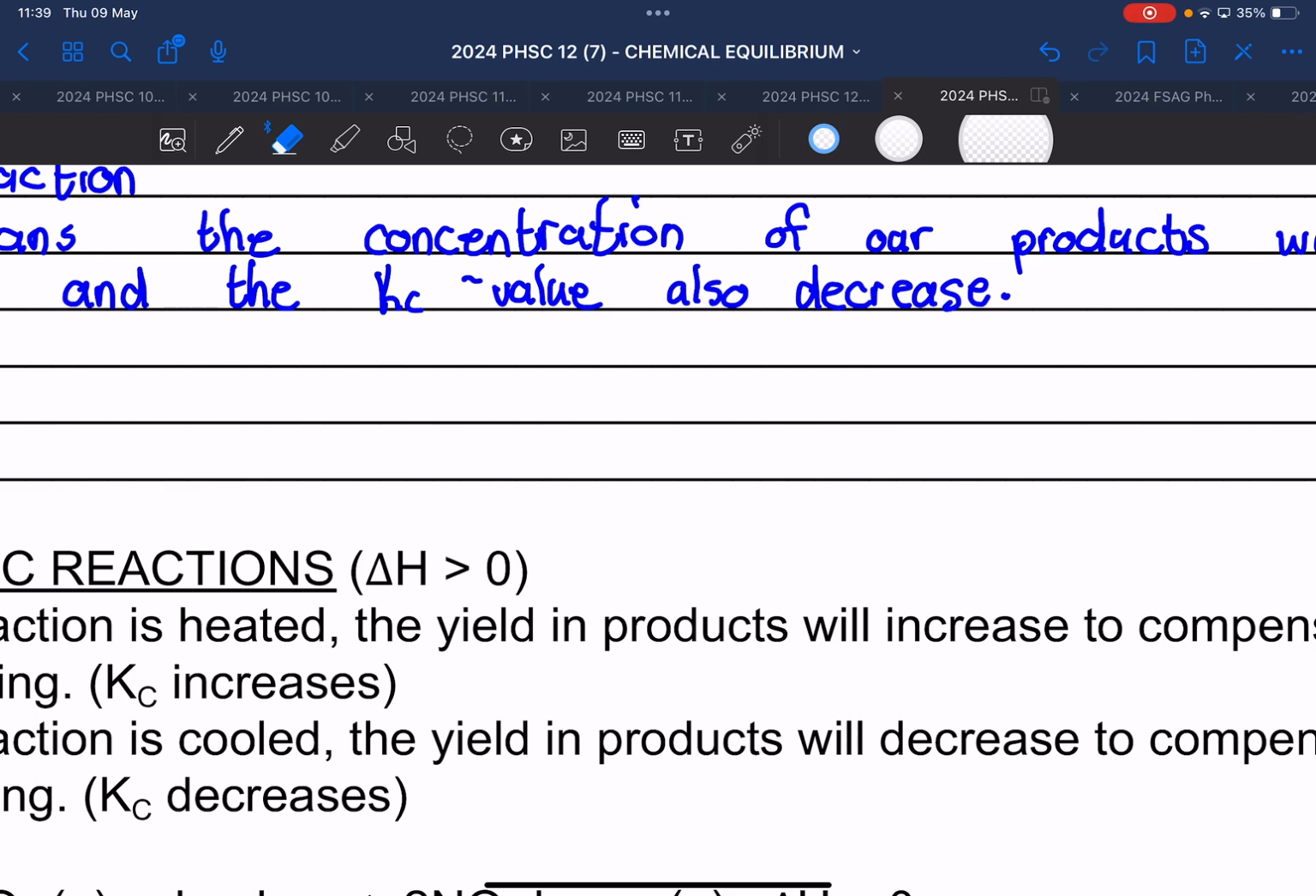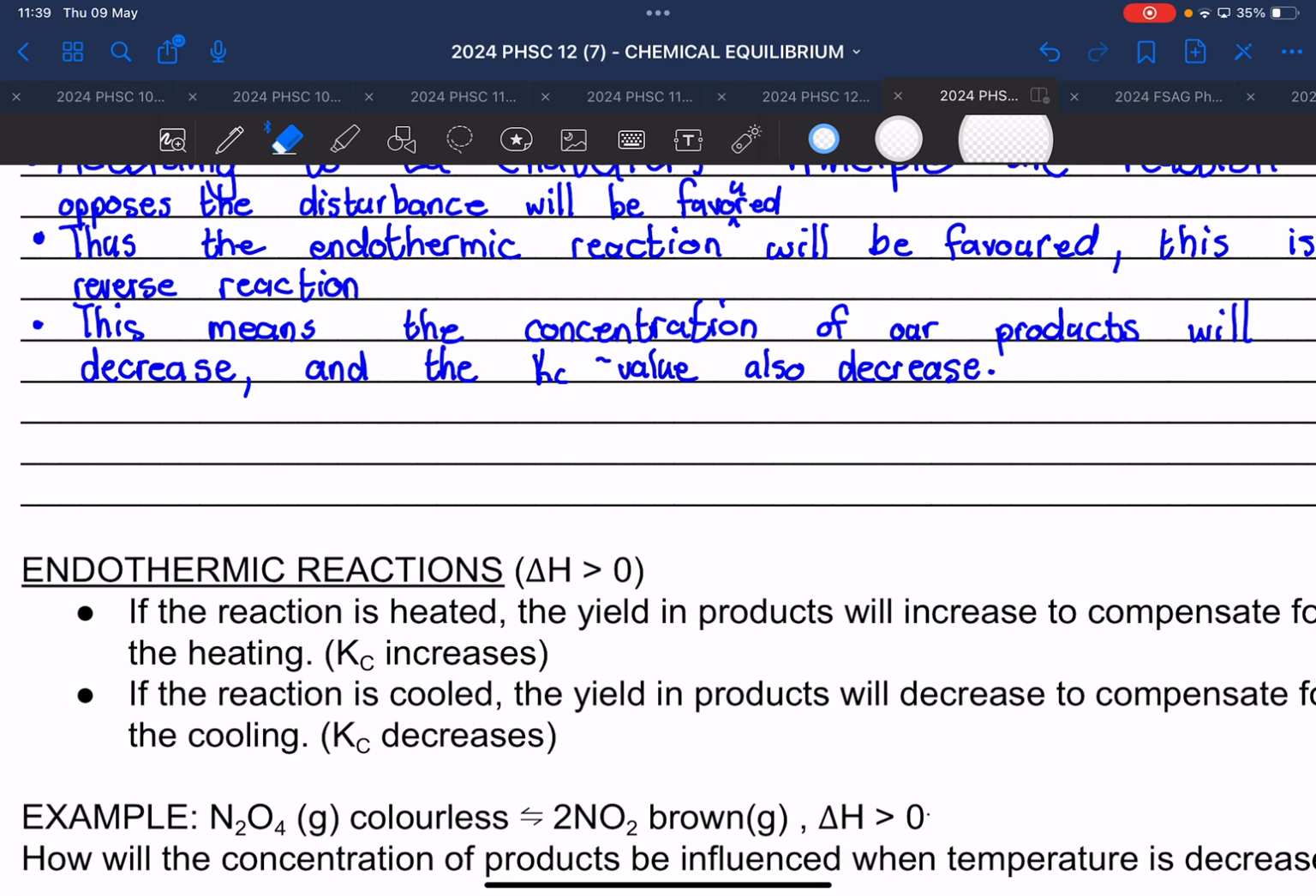Okay, so our Kc value is equal to what? The concentration of our products over the concentration of our reactants, right? So our Kc value is directly proportional to the concentration of our products. So if the concentration of our products decreases, the Kc value will decrease. At the bottom, I'm just going to write, because our Kc value is directly proportional to the concentration of our products.